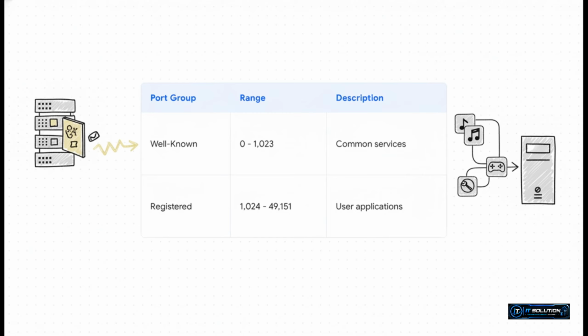Then we have registered ports, which go from 1024 way up to 49,151. Those are assigned for specific user applications you might install, rather than universal internet services. Breaking the ports down into these ranges guarantees the right data gets to the exact right app every single time, no mix-ups.